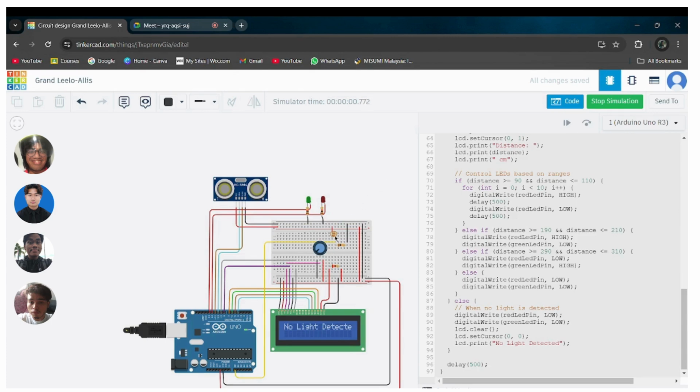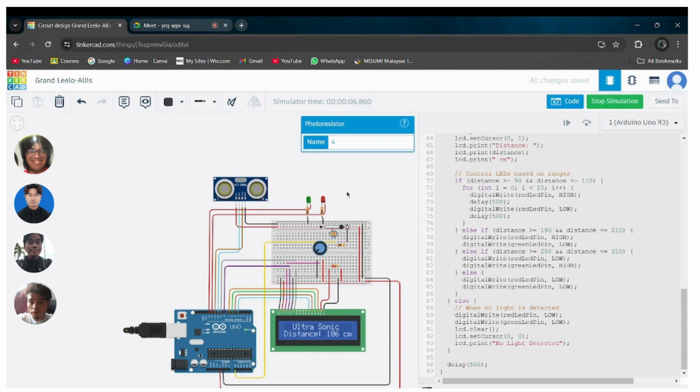After that, about light detection, the system will continuously monitor the LDR value, and if the light level is greater than the defined threshold, which is 300, it assumes the light is present and activates the distance measurement. And if light is not detected, it displays no light detected on the LCD and turns off the LEDs.